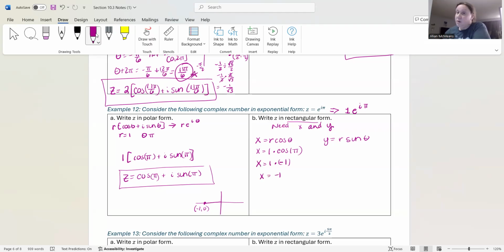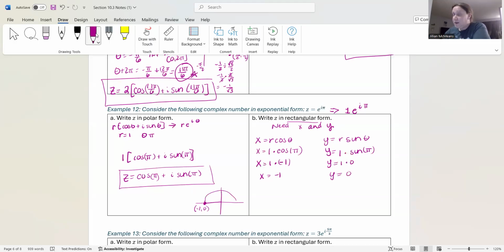Okay? Now, y is r, which is just 1, times sine of θ, which is just π. And remember, we've got our unit circle here. Okay, so this is our unit circle. We have this point -1, 0 at π radians, and we have that sine of π is just 0. So we get y equals 0.